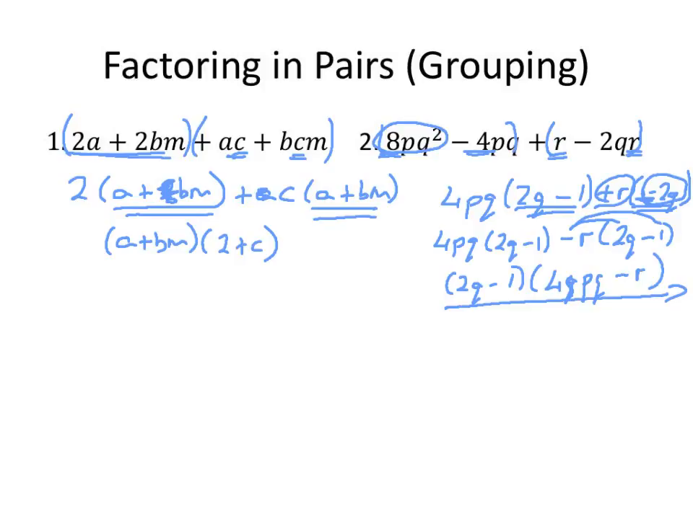So we can group them, and by grouping them find the common factor that lies in each pair. Take out the common factor, and hopefully that way you'll end up with the common brackets that you were looking for. I hope that helps.